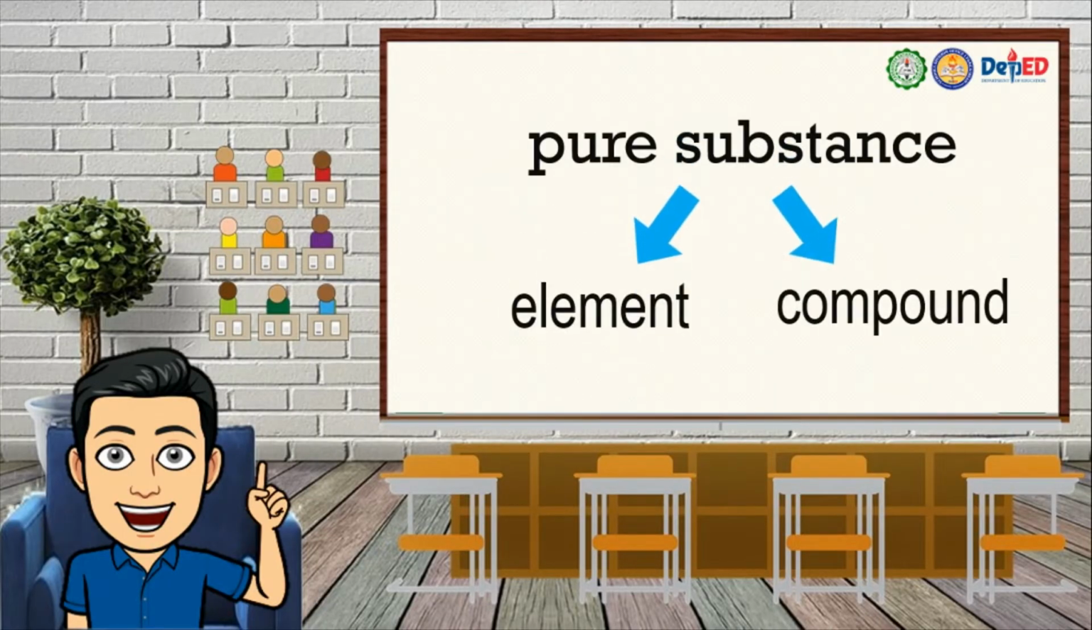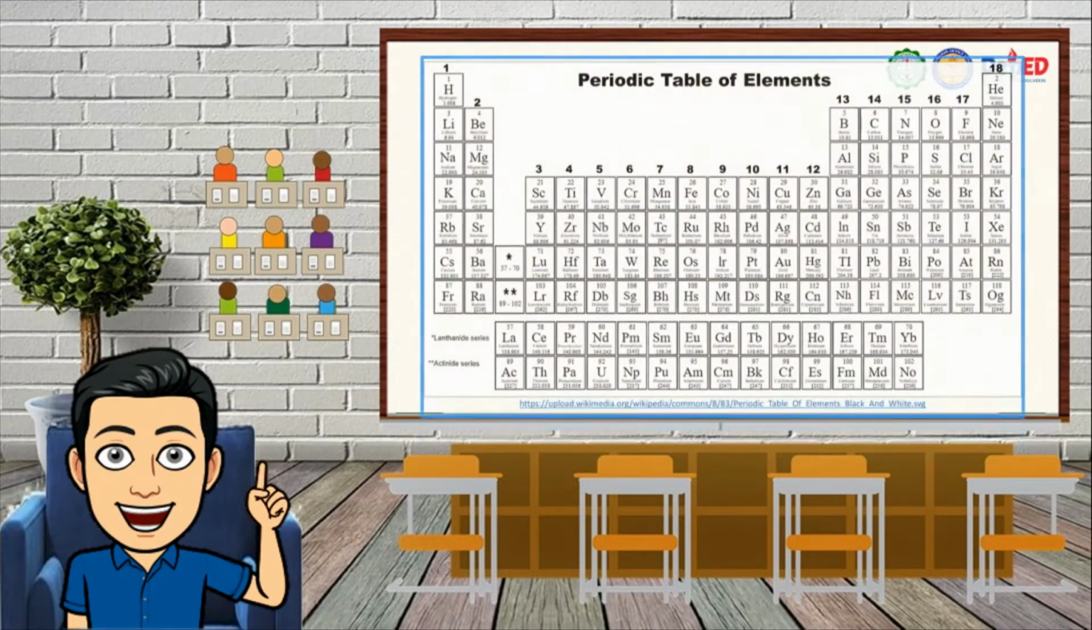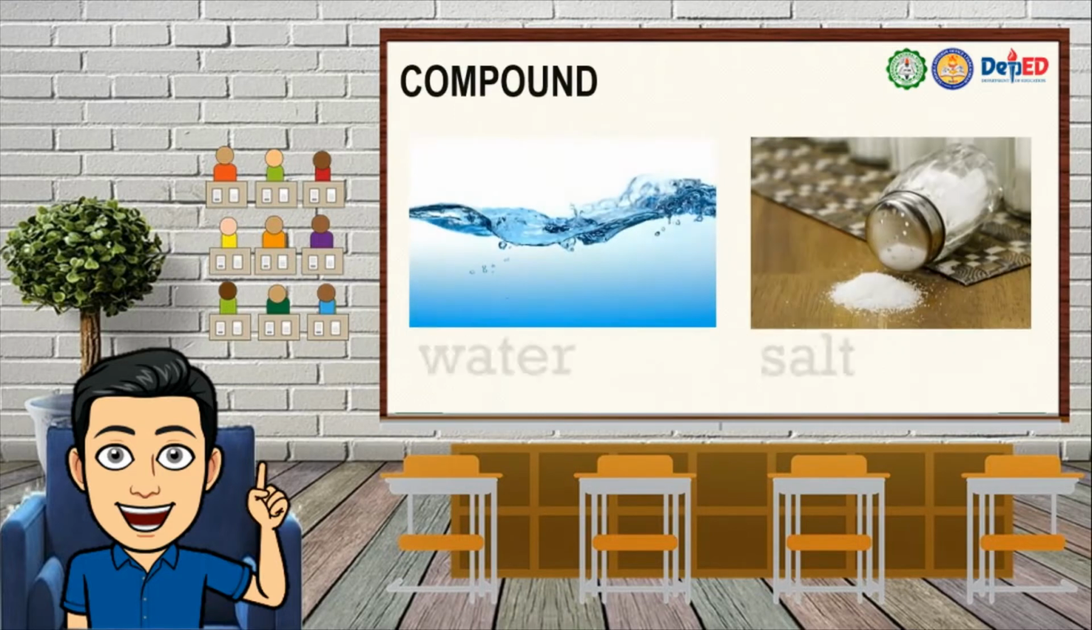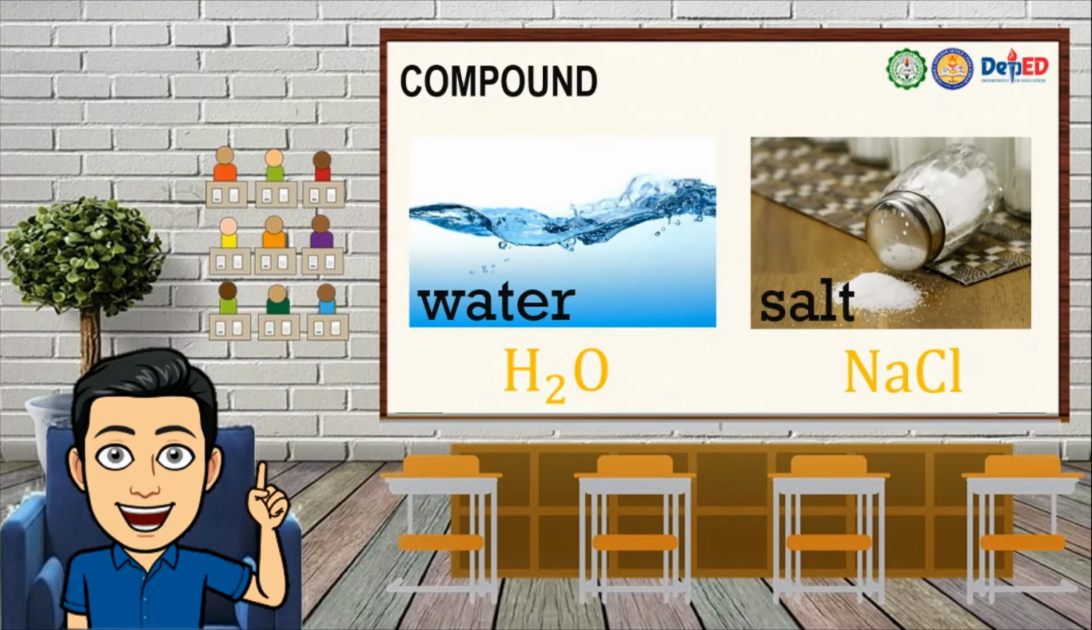In grade 7, you have learned that a pure substance can be an element or compound. There are 118 different elements in the periodic table. A compound is a combination of two or more elements. For example, water, which is made up of two hydrogen atoms and one oxygen atom. Another example is table salt, which is made up of one sodium atom and one chlorine atom.